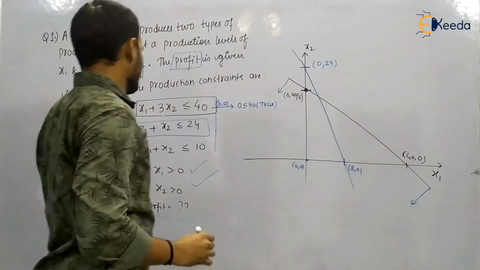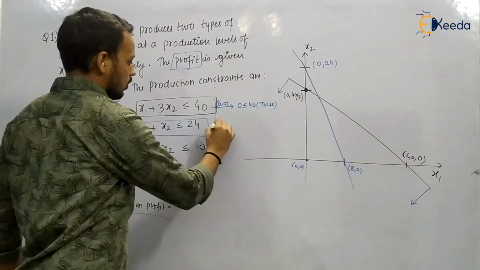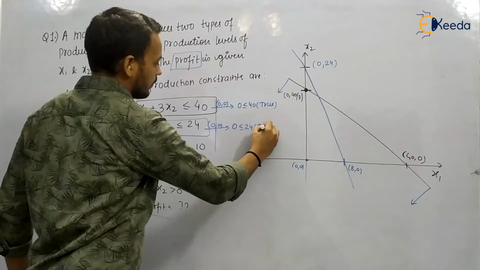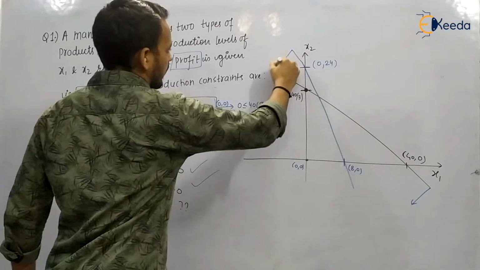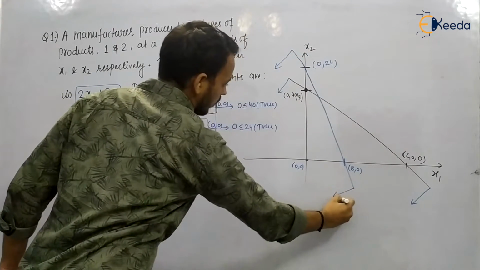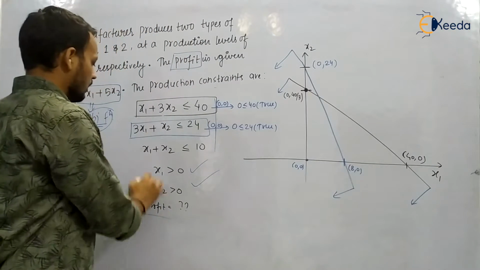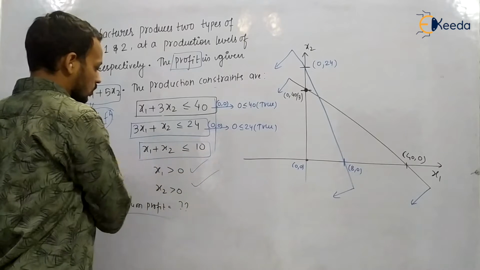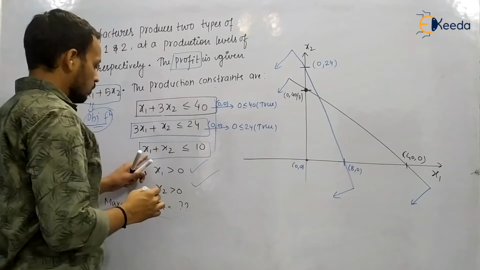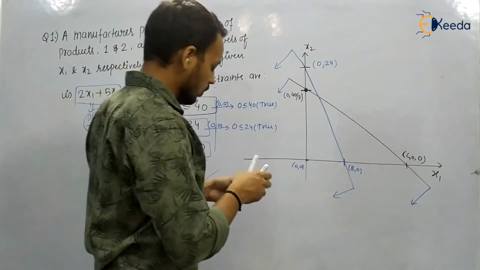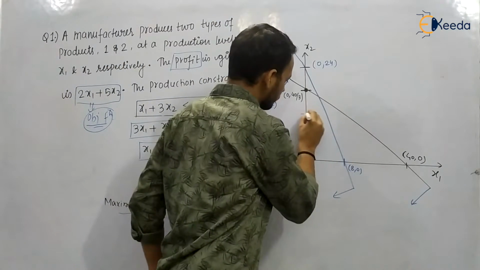Again we put 0 comma 0 in this equation and we get 0 less than or equal to 24. The condition is again true, so the graph is headed towards the origin. The last constraint is x1 plus x2 less than or equal to 10. Putting x1 as 0, x2 will be 10, and putting x2 as 0, x1 is again 10. So the graph is like this.